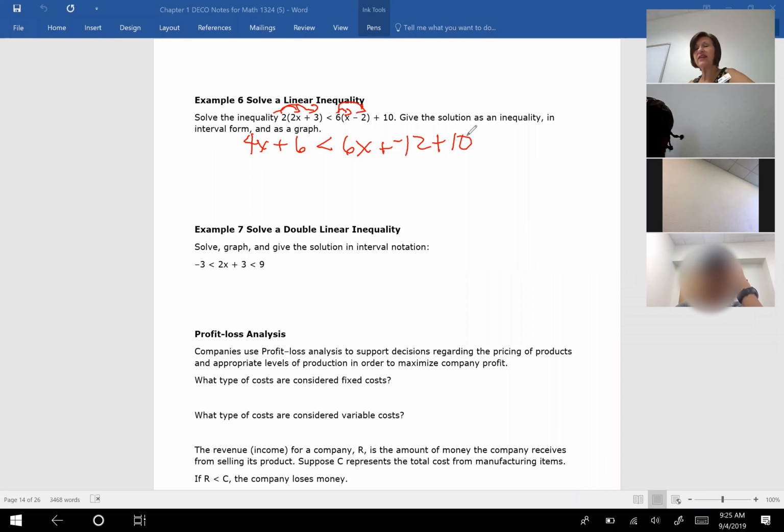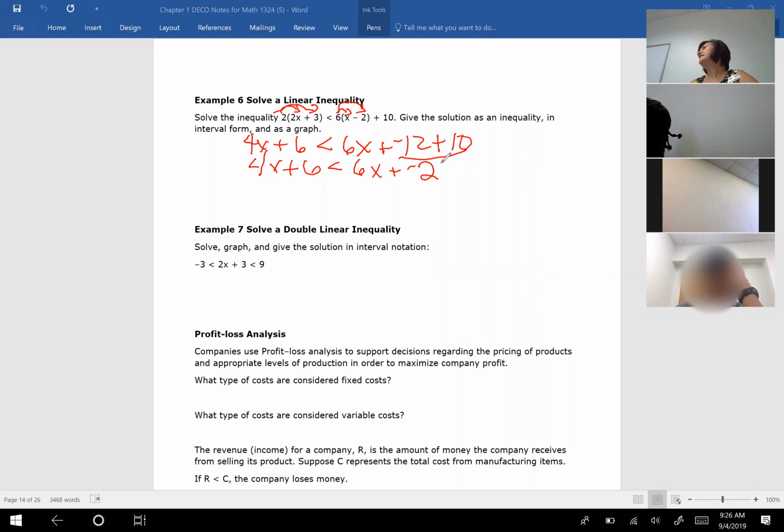Can we do anything on the left side of the inequality? No, because they're not like terms. What about on the right side? What can we put together? Yeah, the negative 12 plus 10. Those are like terms. So I'm not going to change anything until I get there. And what do I get when I add negative 12 and a positive 10? Excellent. So I have 6x plus negative 2 on the right side.